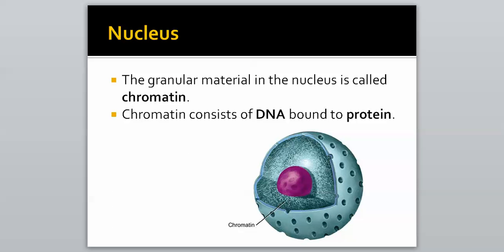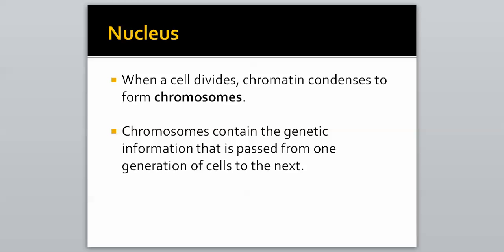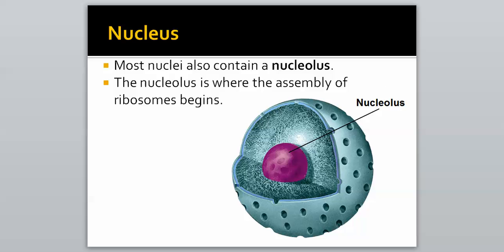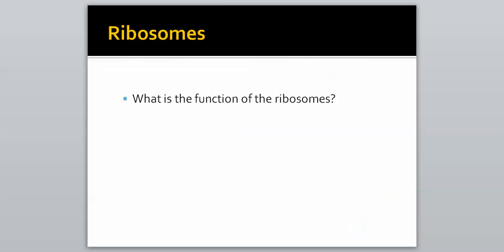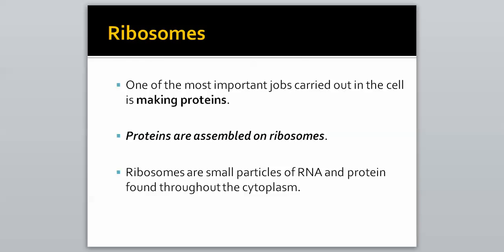We might actually take a little step out of the nucleus now to look at the ribosomes, considering that the function of the nucleolus is to make ribosomes. So we're going to discuss what ribosomes are and what the function of the ribosomes is. One of the most important jobs carried out in the cell is making proteins. Proteins are assembled on ribosomes. So the function of ribosomes is to make proteins. Keep that in mind. It's bolded. Proteins are assembled on ribosomes, bolded and in italics to show that it's important.